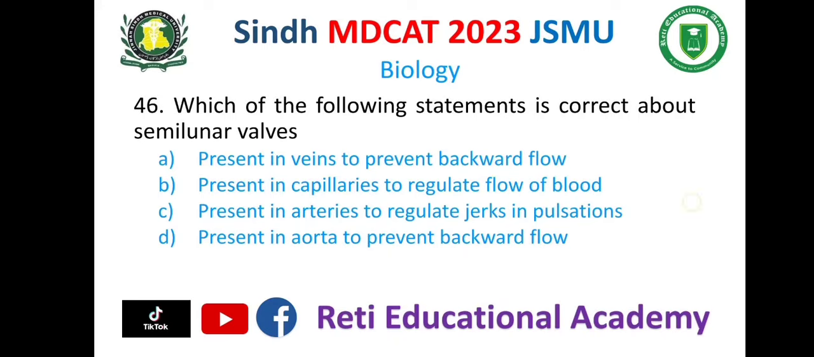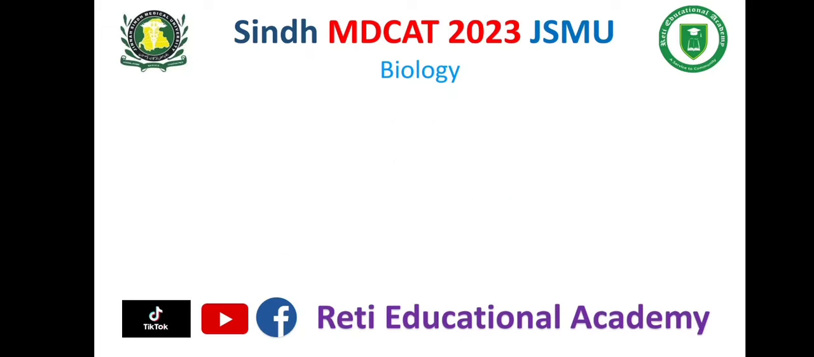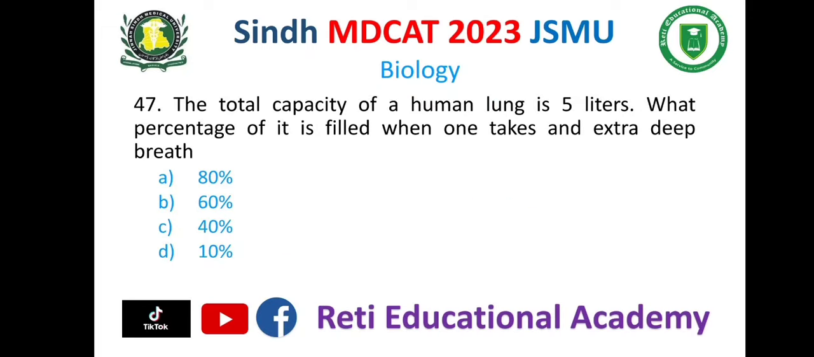And the correct answer is A, present in veins to prevent backward flow. Question number 47. The total capacity of human lung is 5 liters, what percentage of it is filled when one takes an extra deep breath? A, 80%, B, 60%, C, 40%, D, 10%. And the correct answer is A, 80%.